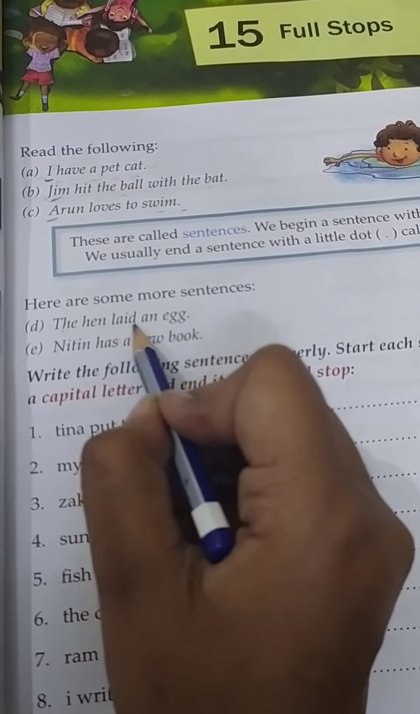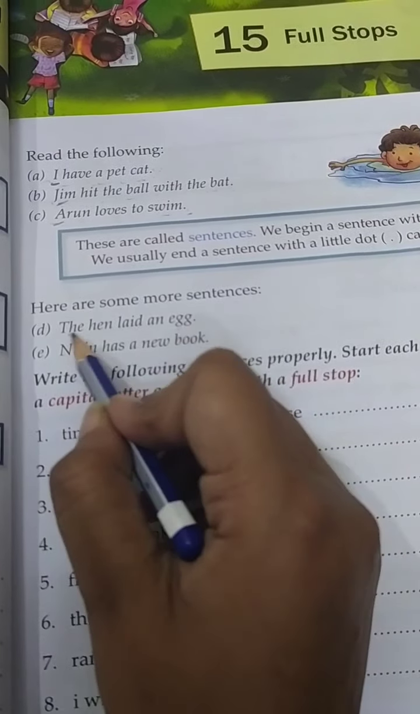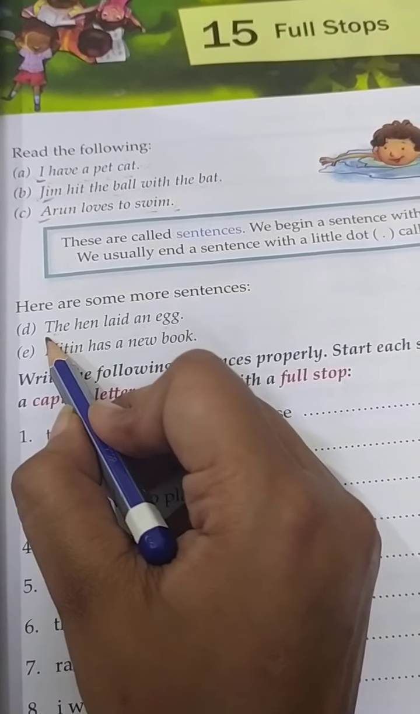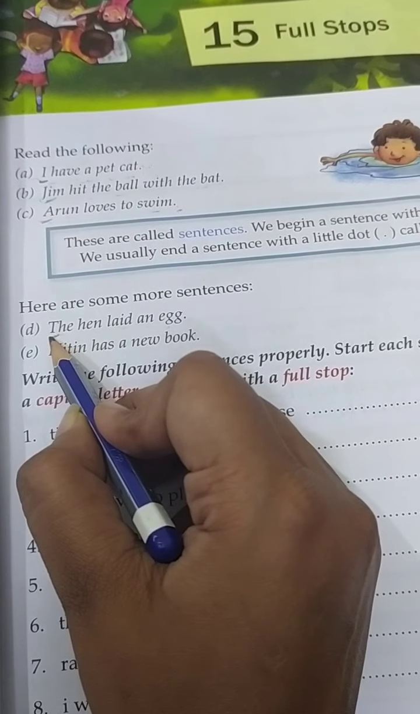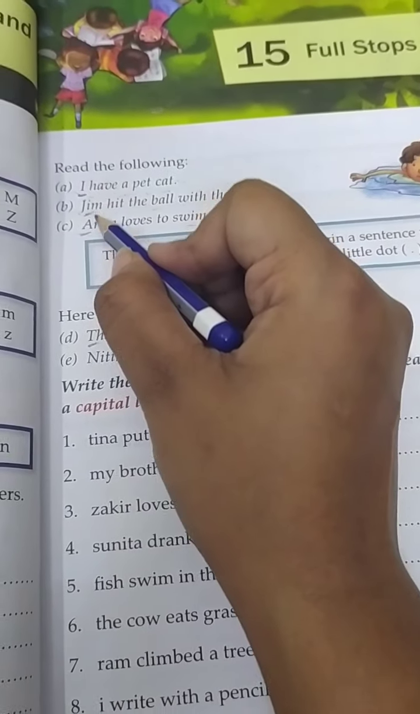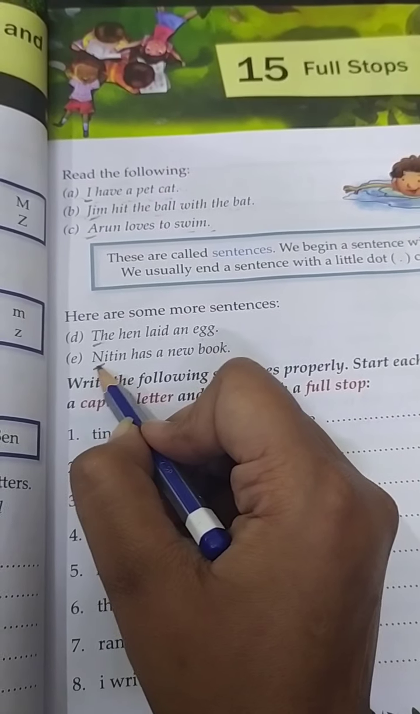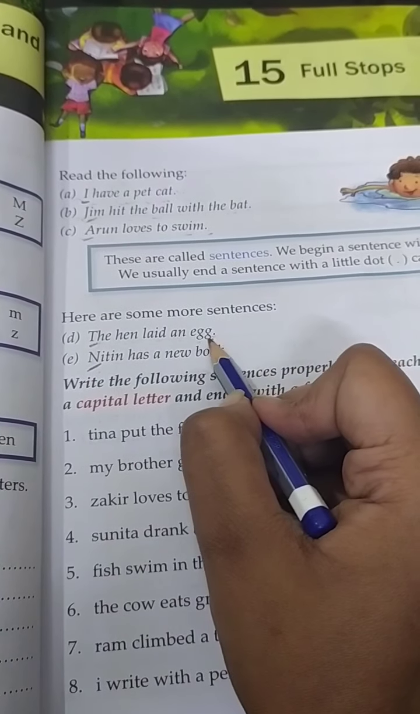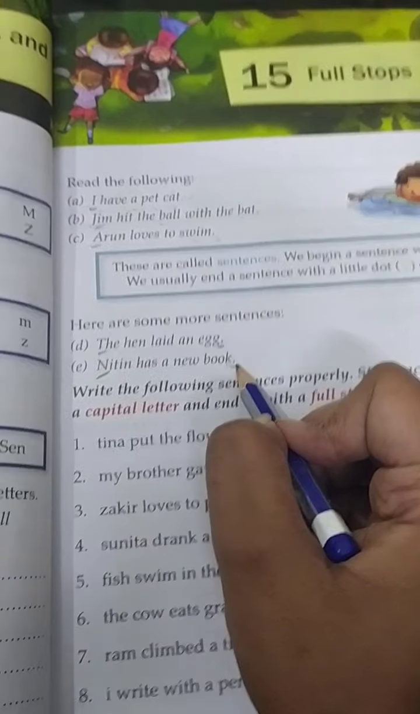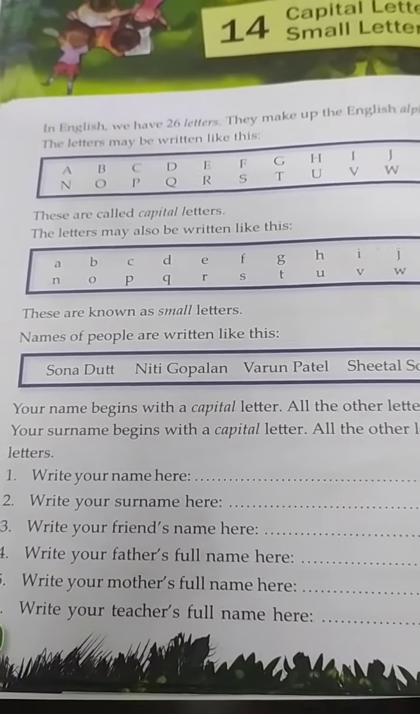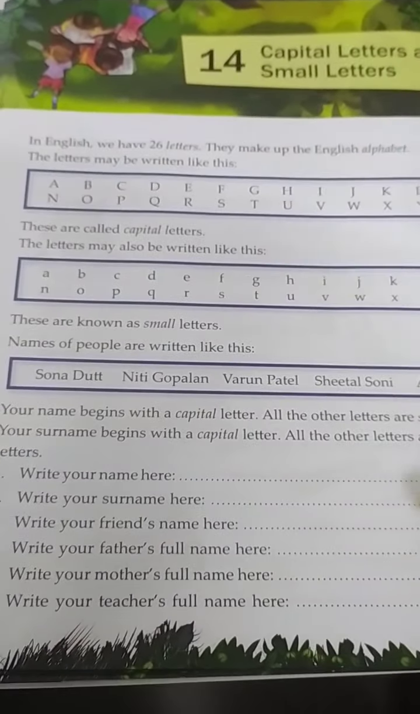See, the hen laid an egg. The T is in capital letter. See, everywhere you see when the sentence we are starting, we are using capital letter. Here also we are using capital letter. And at last we are putting full stop. You are clear? Okay. Let's discuss some of the example. First we will do the exercise of lesson 14.